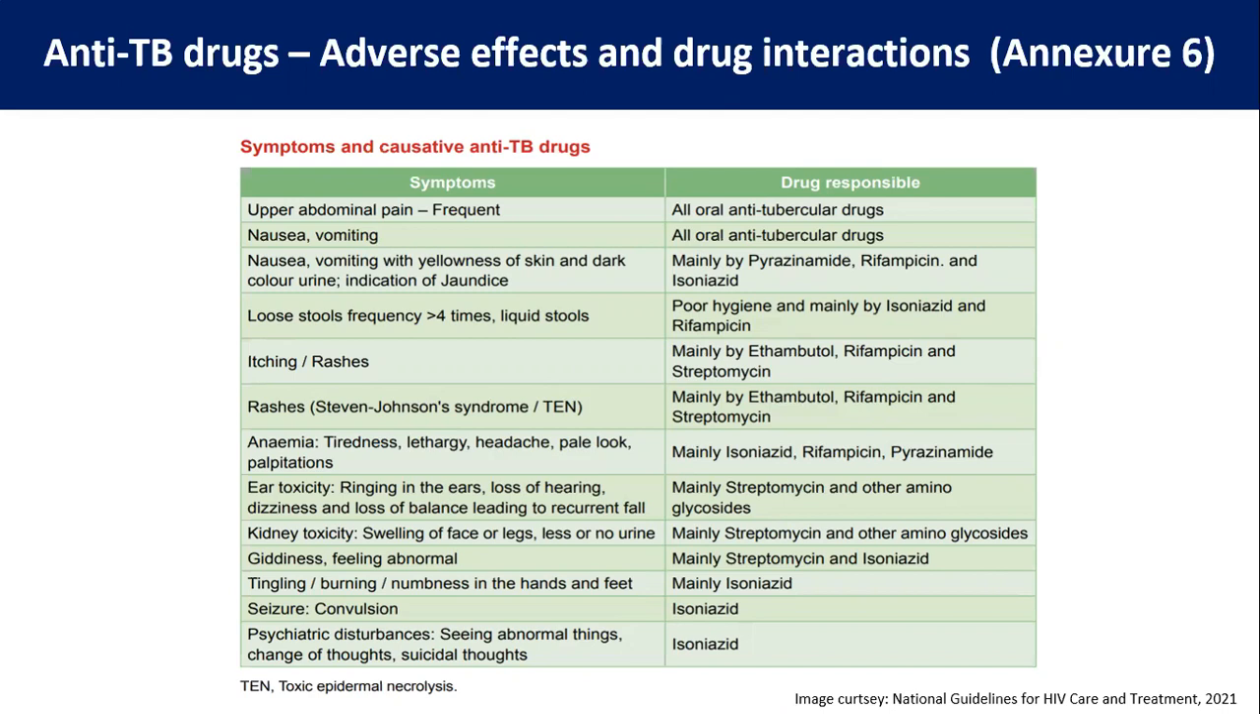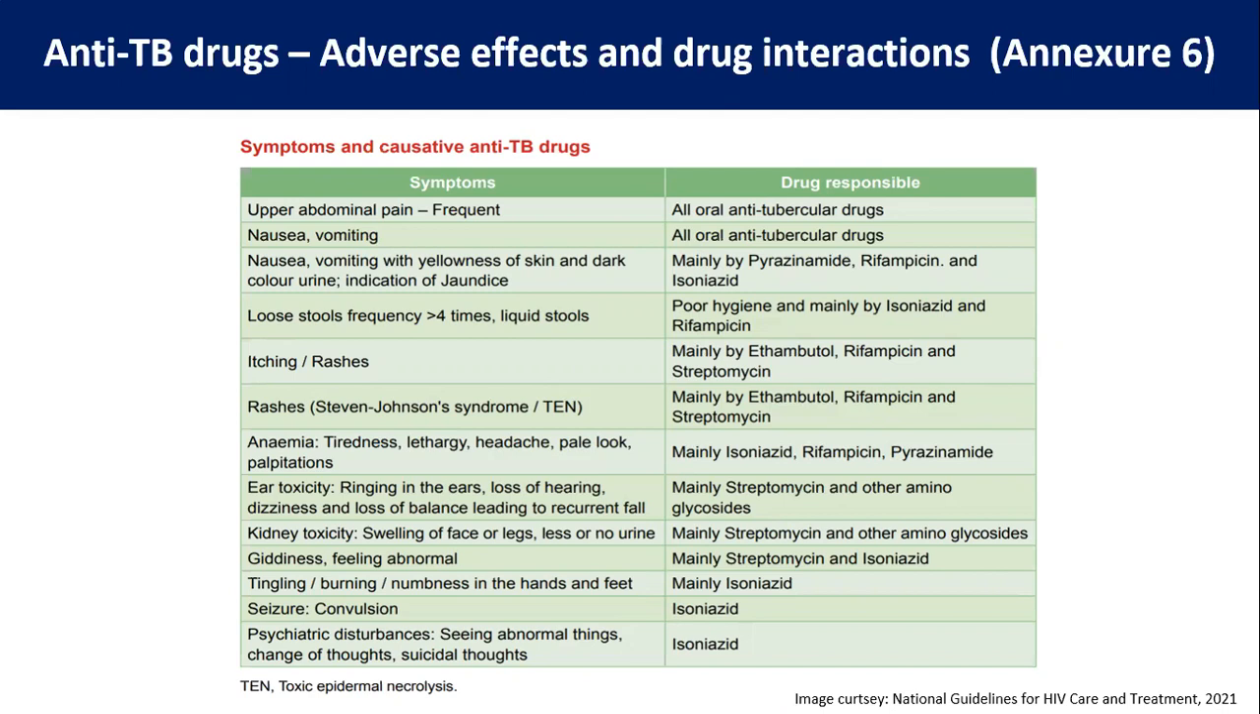Now, why it is mentioned twice is that for minor rash and itching, we can continue with the ATT along with antihistamines and other supportive measures. But in case of severe rash involving the mucous membrane, for example in the case of SJS or TEN, we need to stop all the ATT. Now, anemia can present with tiredness, lethargy, headache, pale look, and palpitation. And this is possible most commonly with isoniazid, then rifampicin, then pyrazinamide.